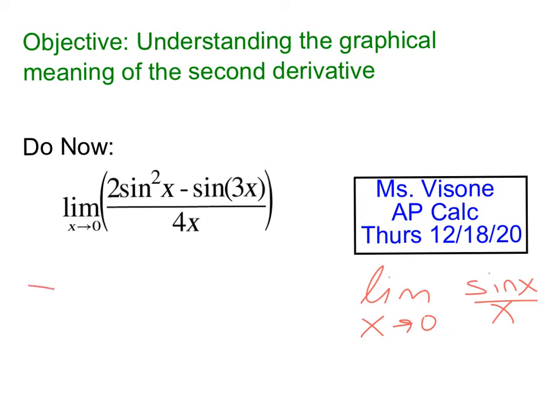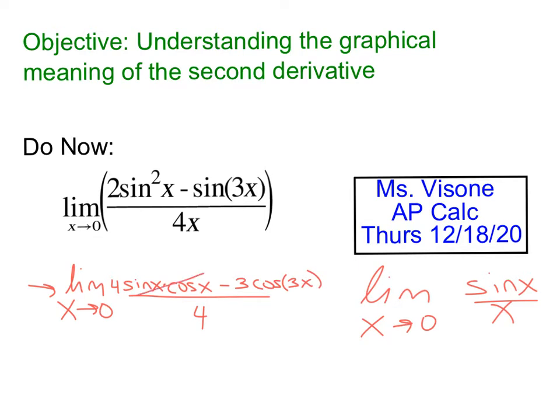So if we use L'Hopital's rule, this is the limit as x approaches 0. Derivative of the bottom is just 4. So the top we have 4 sine x cosine x minus 3 cosine of 3x. Then we can plug in 0. We get 0 here. So negative 3 over 4. So significantly easier when we use L'Hopital's rule there.